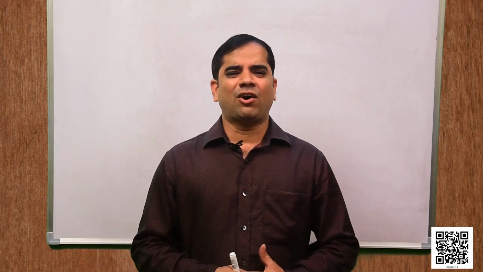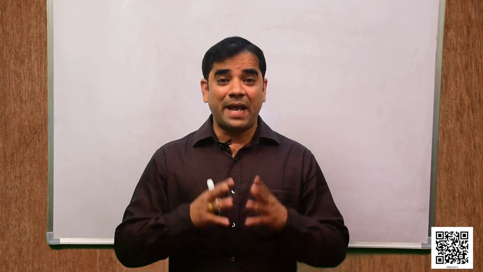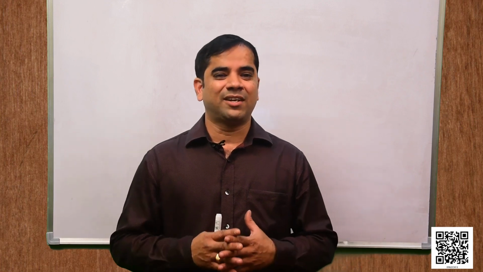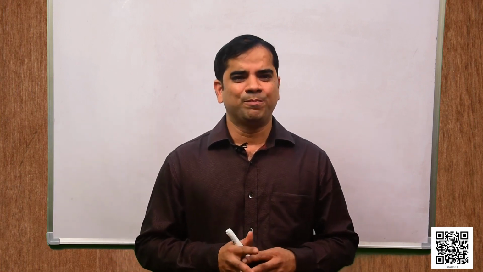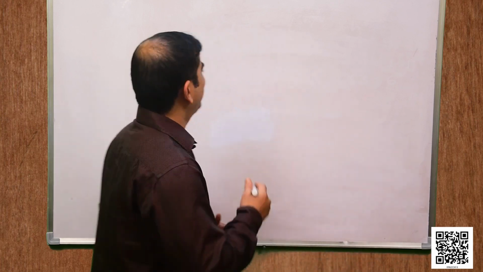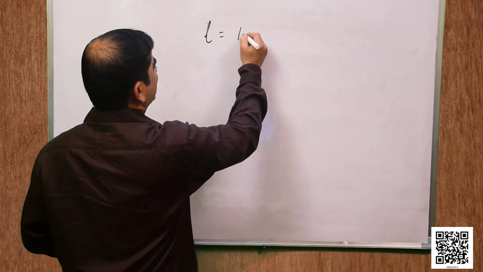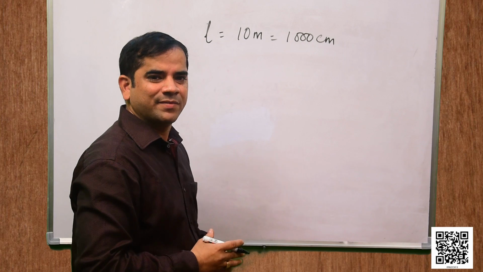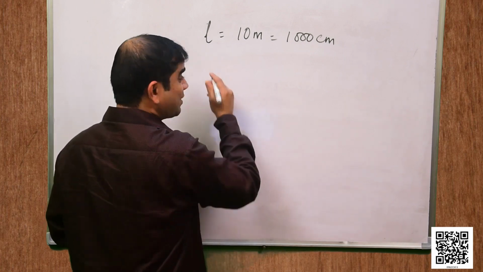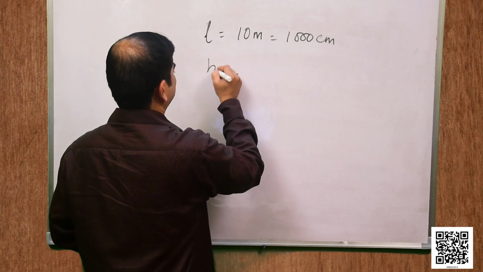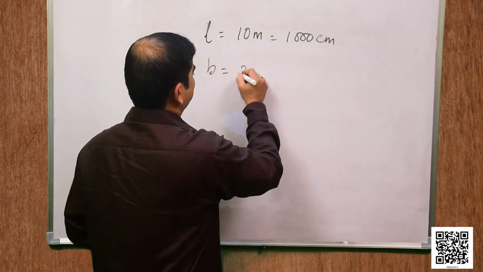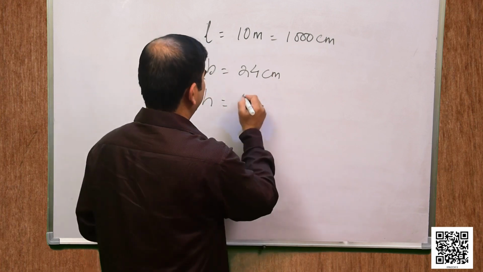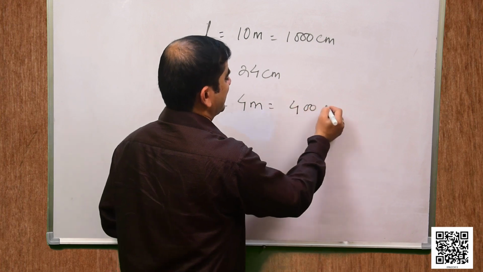Since the wall with all its bricks makes up the space occupied by it, we need to find the volume of the wall, which is nothing but a cuboid. So, what are the given data? Length, that is 10 meter, that is 1000 centimeter. Okay. Thickness, what is thickness? It is nothing but the breadth, is equal to 24 centimeter. And height is given as 4 meter, that is 400 centimeter.